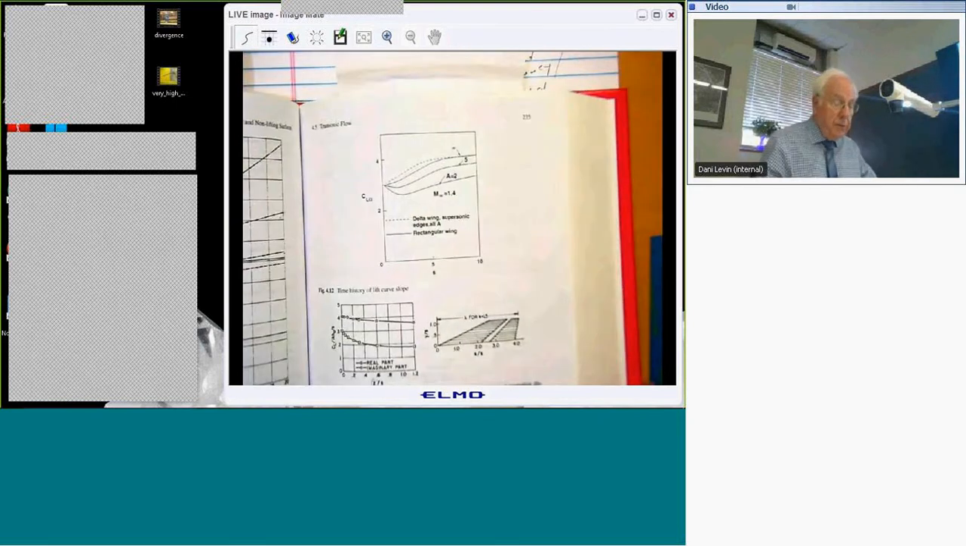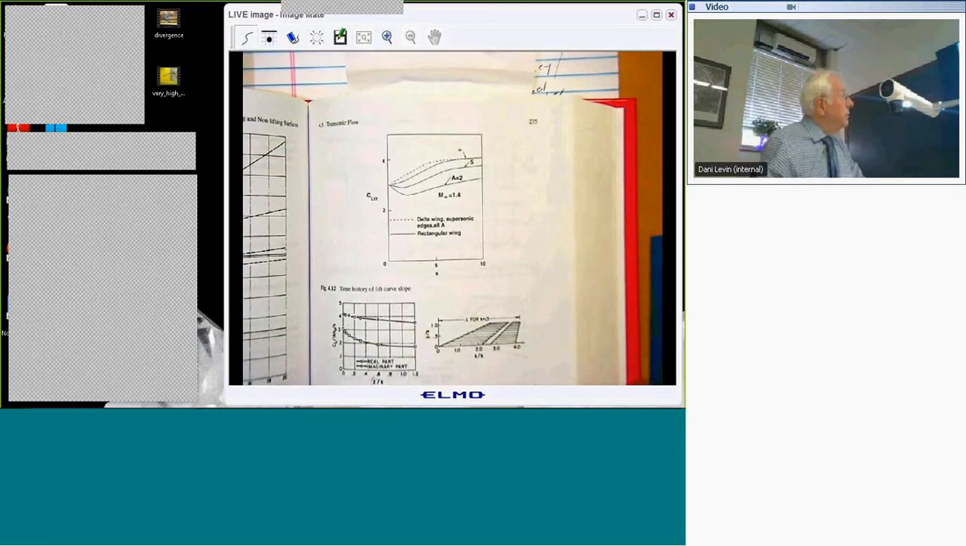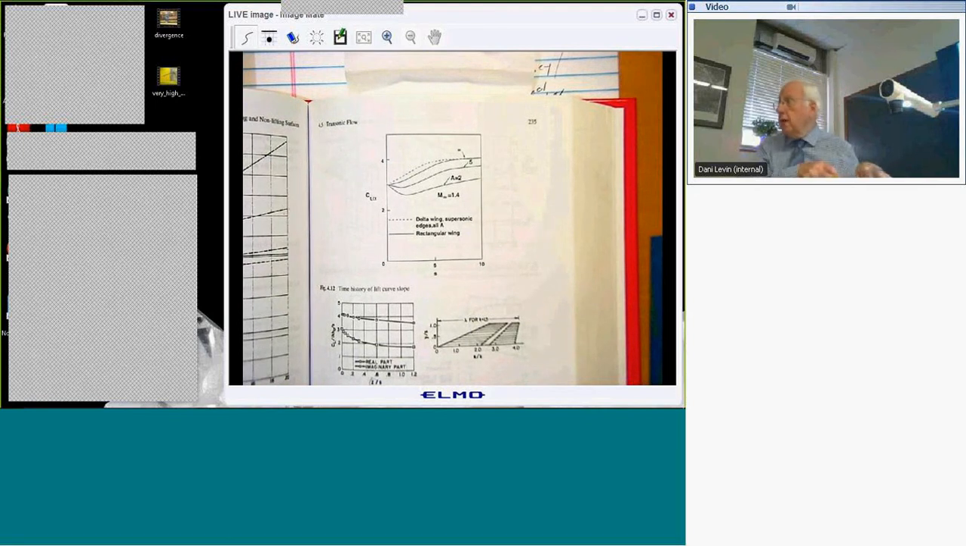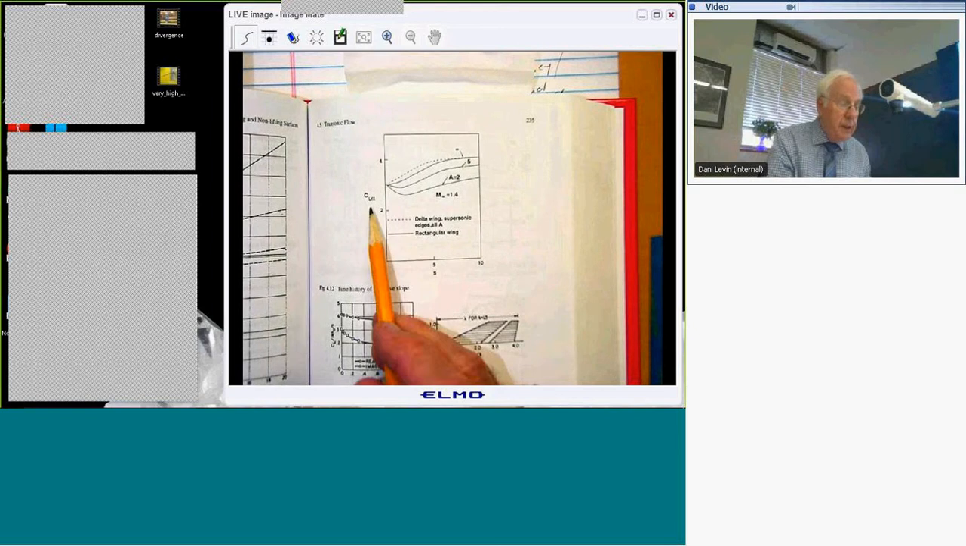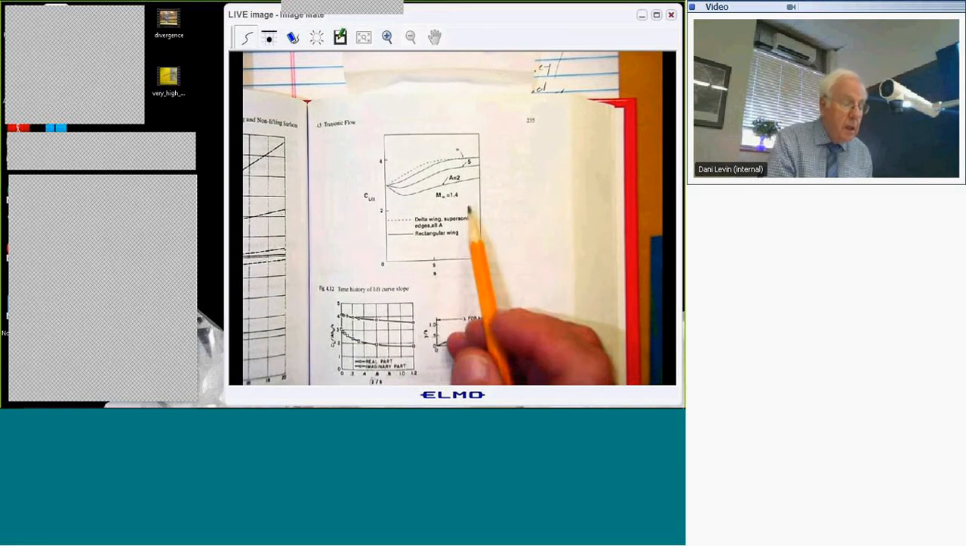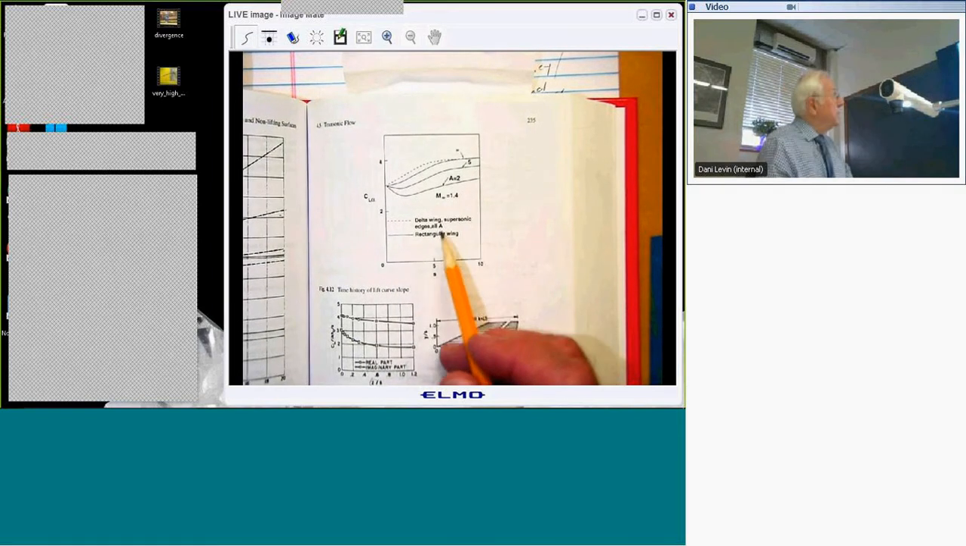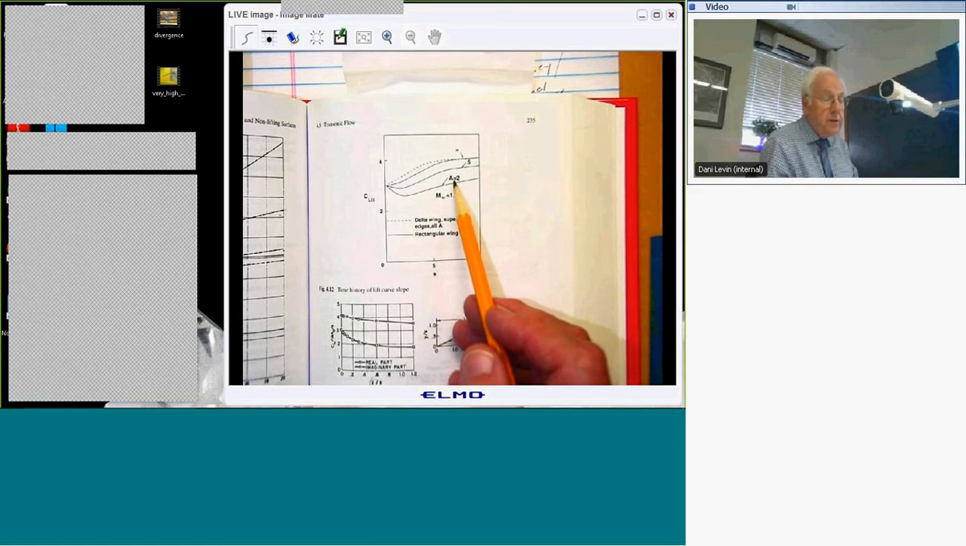Now we can also, there are a few results for simple wings. These results I've just been describing are just for an airfoil, right? It's two-dimensional flow. But here's a plot of CL alpha versus S for what? A delta wing with supersonic edges, where A is the aspect ratio, and a rectangular wing. And the rectangular wing is for a couple of different aspect ratios, 2, 5, and so forth.